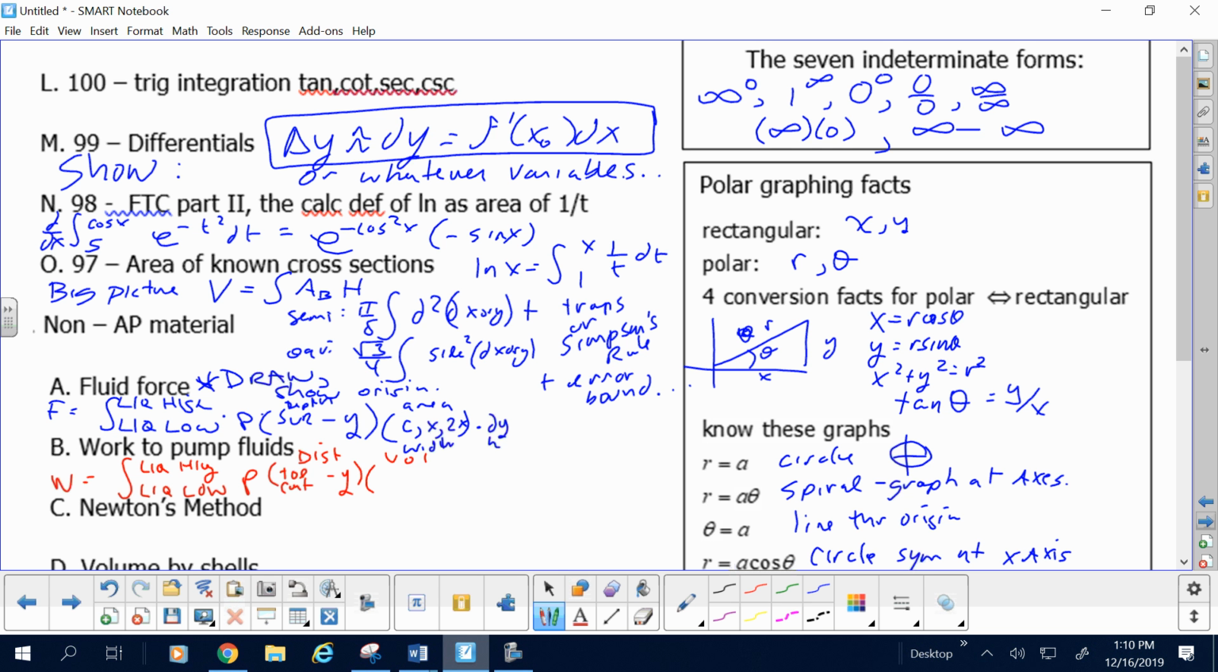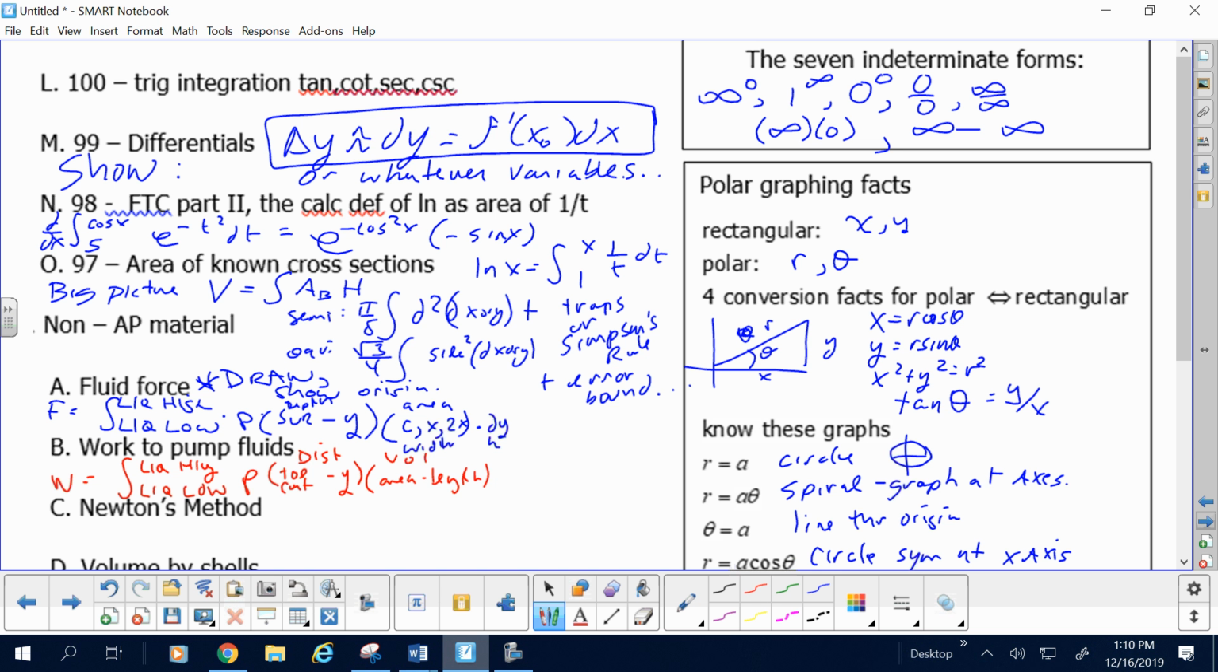And so that's usually rho times area, or rather, how wide it is, x or dx, dy, and then how long, yeah? Area times the length, I guess you could say.